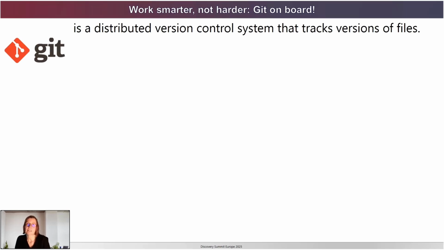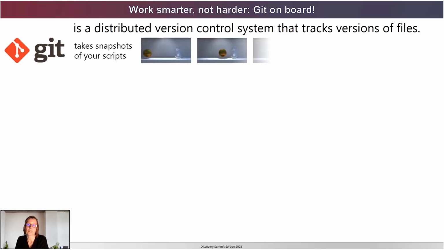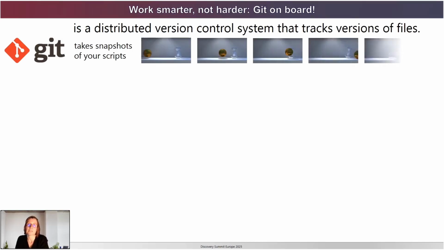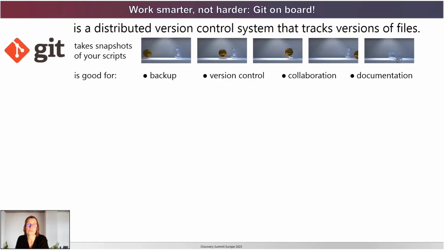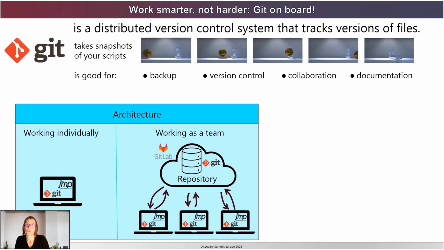Git just takes snapshots of your scripts at different time points. It helps you to organize your backup, run version control, support collaboration, and document your work. You can profit from all the benefits of Git when you are working as a programmer all by yourself. Then you don't need much infrastructure. A copy on a remote server is recommended for backup.